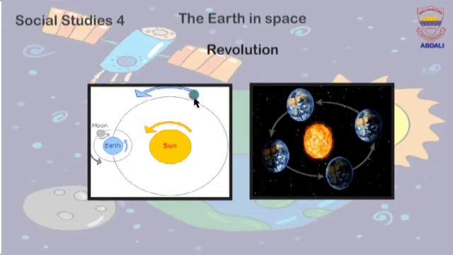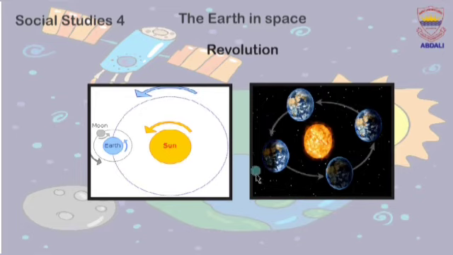Our next topic is revolution. At the same time, the earth is moving around the sun. This movement is called revolution. In rotation, the earth spins around its axis. But revolution is quite opposite. In revolution, the earth moves around the sun.